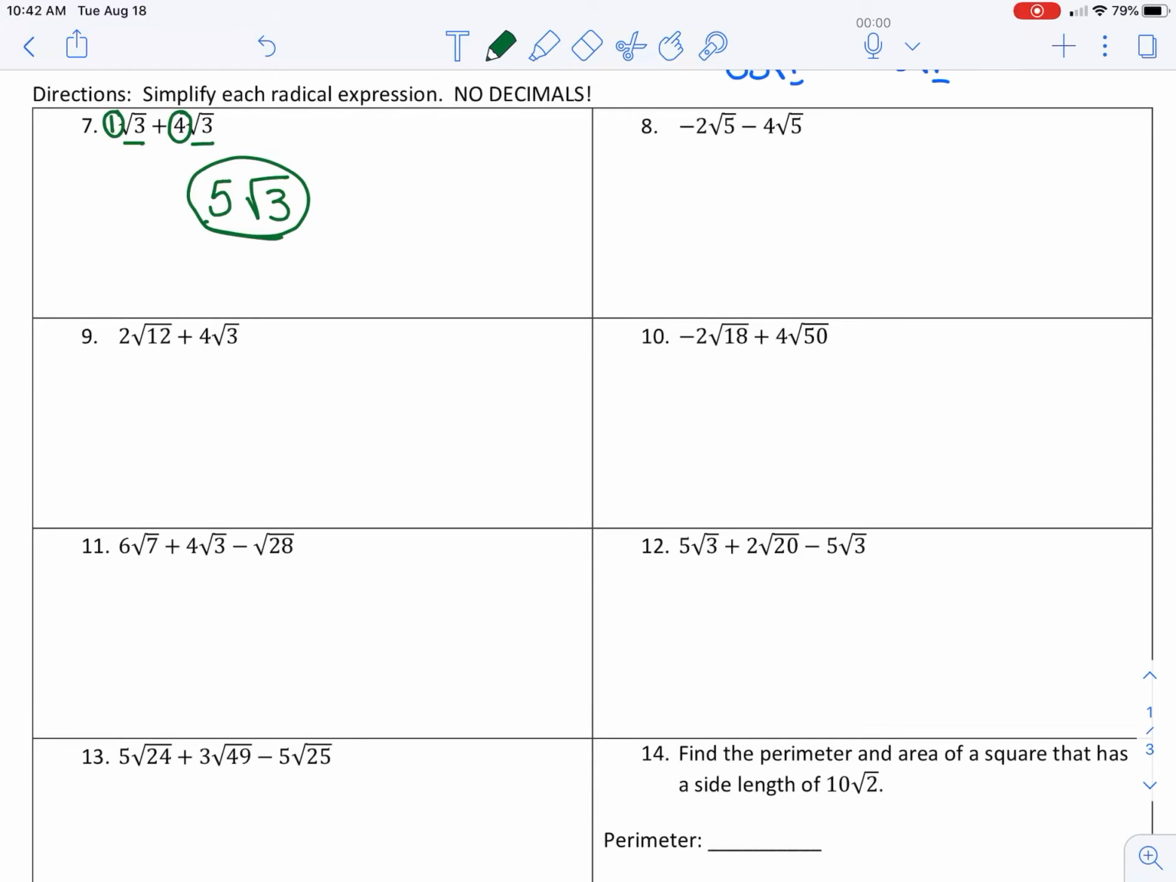Okay, so then let's move on to number 8, because it's very similar. So I have root 5 and root 5, which means that those are like radicals. So what I need to do is add or subtract what's in front of them. So I have negative 2 minus 4. So if I take negative 2 minus 4, I get negative 6 root 5. The root always stays the same.